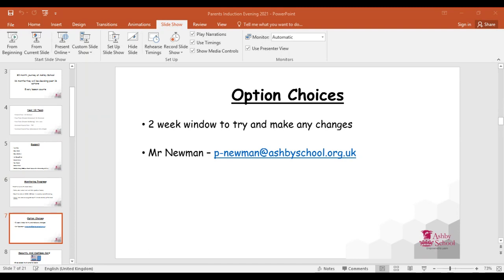We had a couple of questions come in regarding option choices. What we do as a school is that we appreciate when students make their option choices in January, February of year 9, that people do change. People change opinions over a period of time. So what we generally allow students is a 2-week window in order to change their option choices.